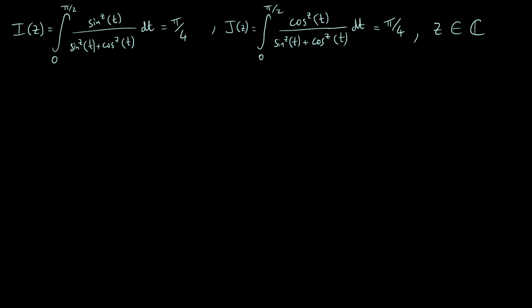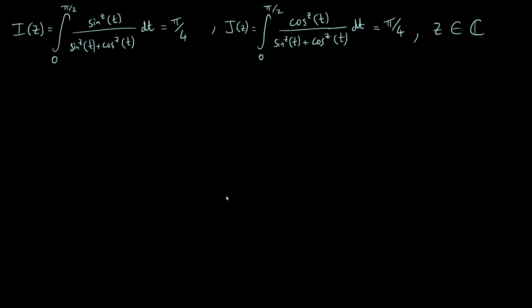And the things we evaluated last time were what I called I of z and J of z, where z is some complex parameter, and these functions are the integral from 0 to pi over 2 of sine of t to the power of z over sine of t to the power of z plus cos of t to the power of z with respect to t, or the same thing but with a cos instead of a sine on the top. And we found that these things are both equal to pi over 4.